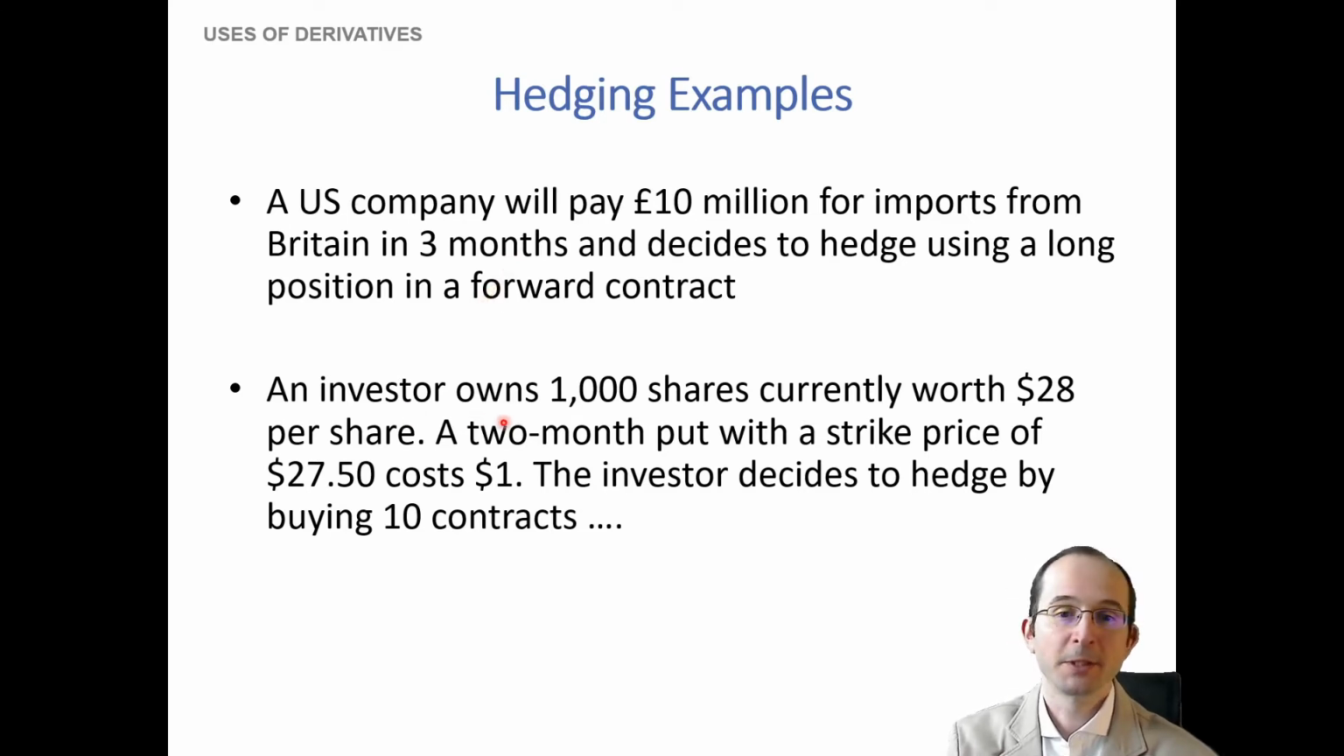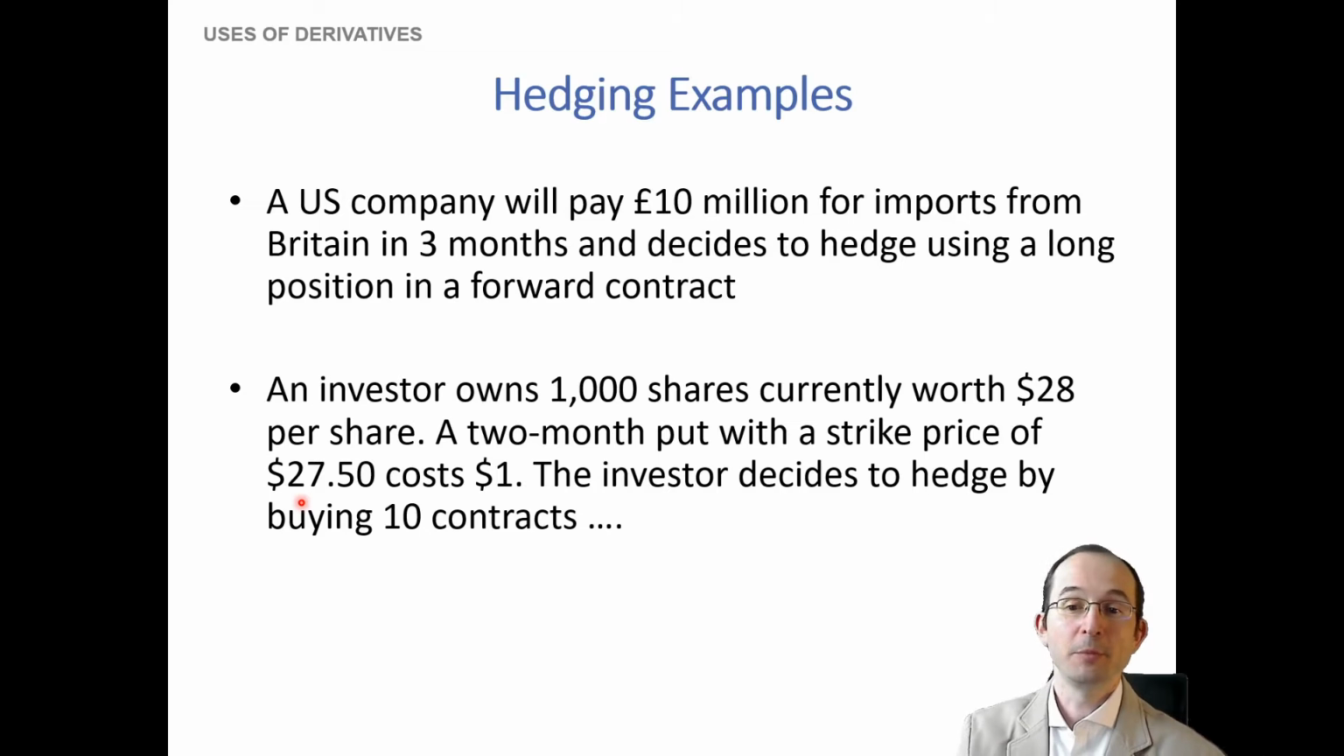Another example would be, let's say that you have 1,000 shares of a certain stock, and they're currently worth $28 per share. And what you want to do is hedge against potential losses in this portfolio by buying a put option. And you do this for the next 2 months. So you buy a 2-month put option with a strike price of $27.50.